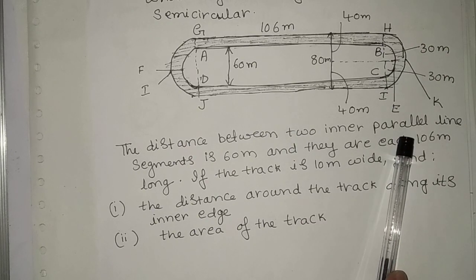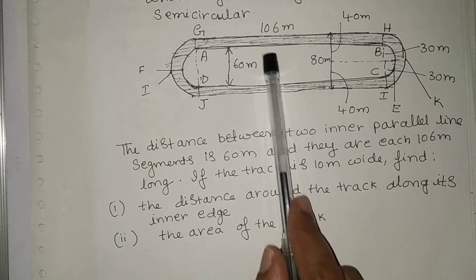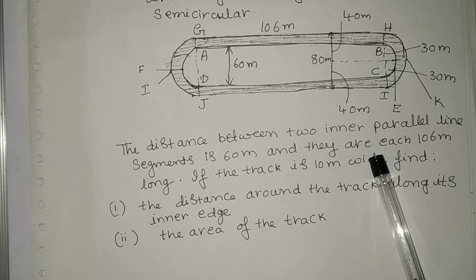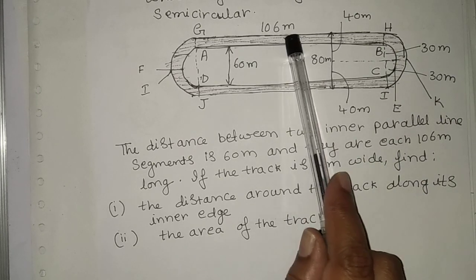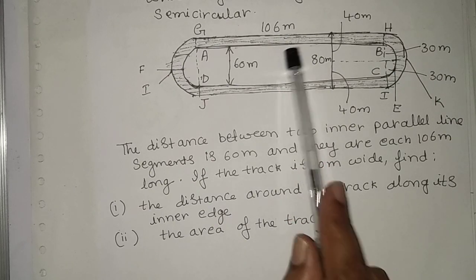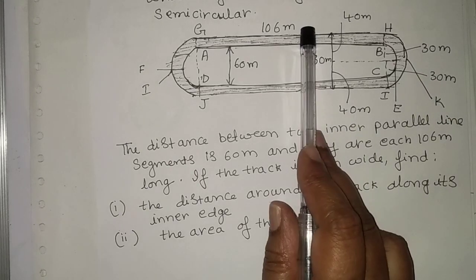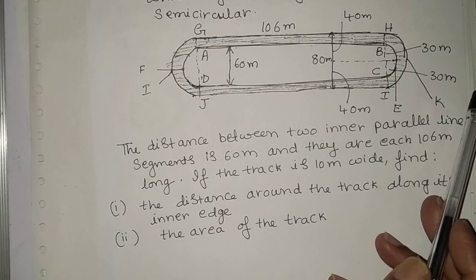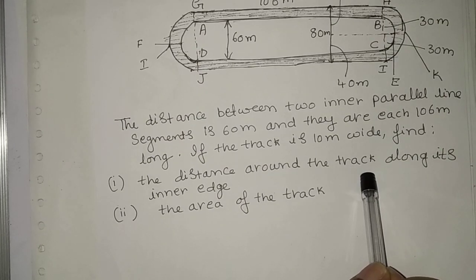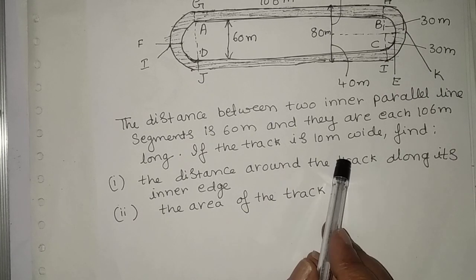The distance between the two inner parallel lines of the segment is 60 meters. These two parallel lines are 60 meters apart and they are each 106 meters long. If the track is 10 meters wide, find the distance around the track along its inner edge, and the area of the track.